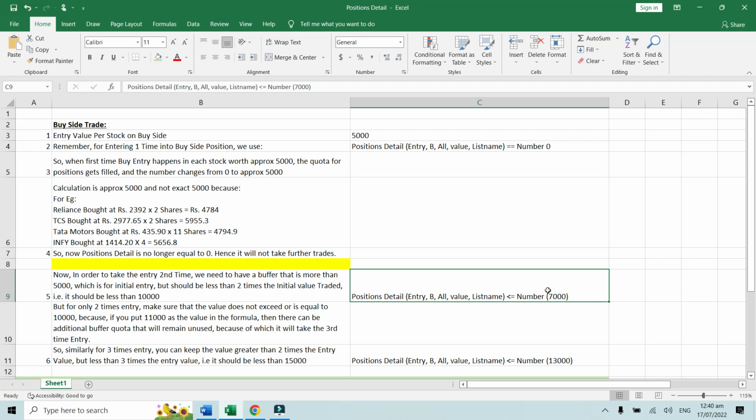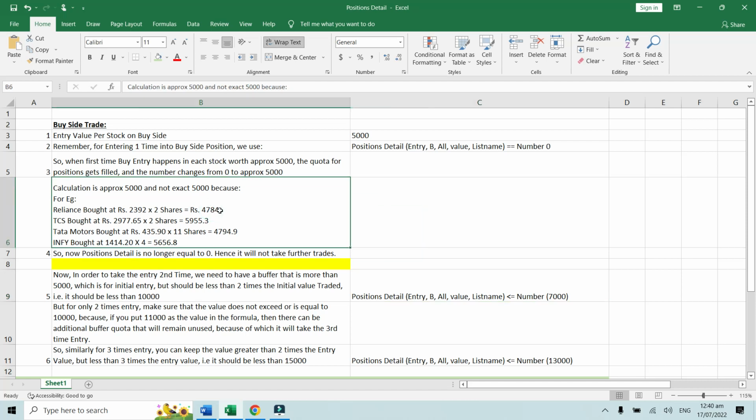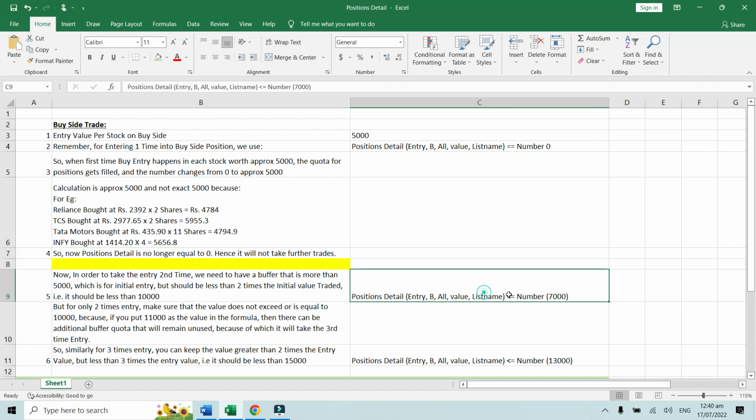But it will again buy entry worth 5,000 only. And that's the reason why when this second time it gets filled, automatically the positions detail will change from 4,700 to 2 times, around say 9,000, which is greater than 7,000, and after the second time entry it will not take the next entry.